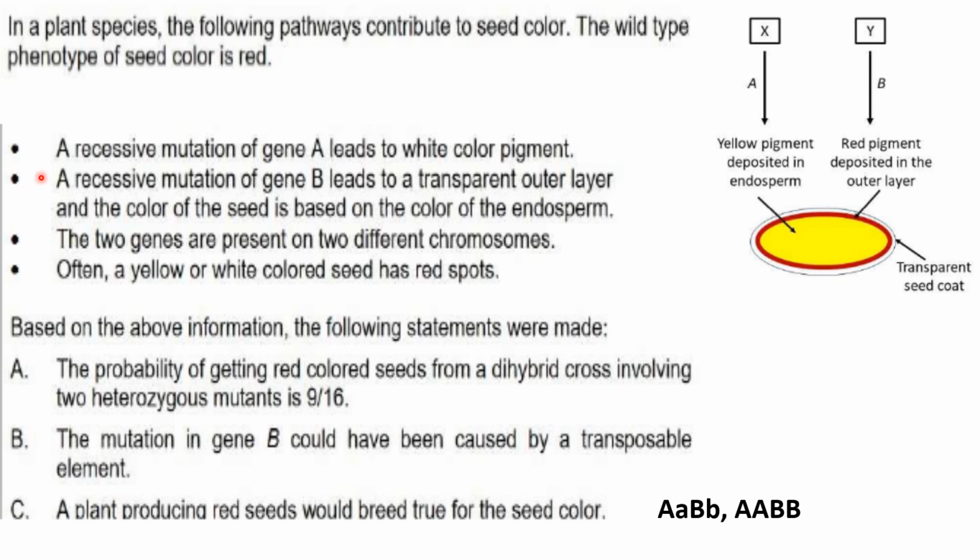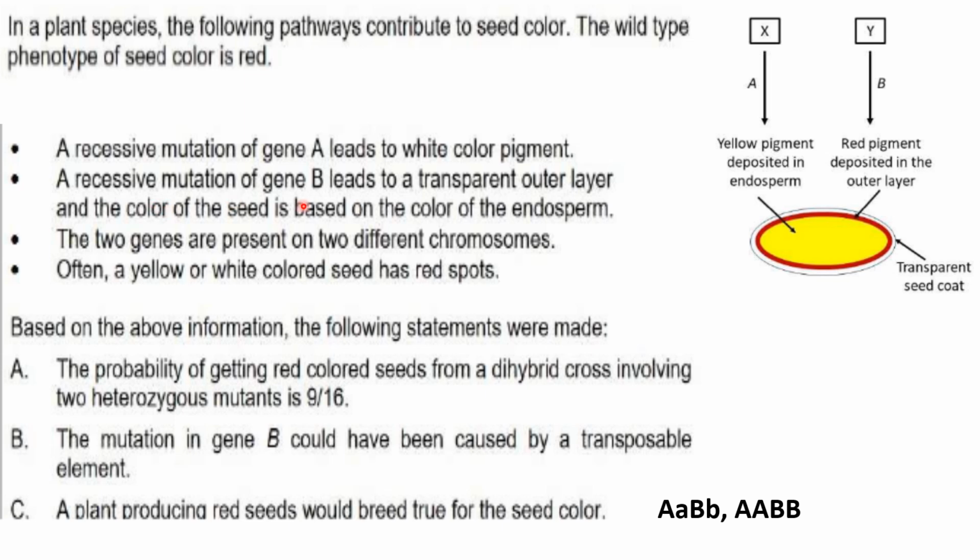Then next one. In a plant species, the following pathway contributed to seed color. The wild type phenotype of the seed color is red. See, it is red over here. Now, A gene is contributing yellow pigment in the endosperm and B gene is contributing red pigment deposited on the outer layer. Okay, that is the pathway. So, both these genes are necessary for seed color to be red. Then a recessive mutation in gene A leads to white color pigment. Now this will be white.